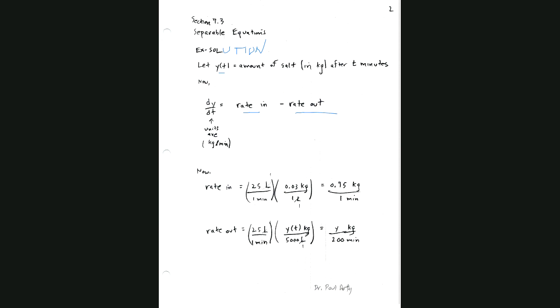All right, well then let's proceed on. Now we have to get rate out. So rate out, the rate at which the salt exits the tank, is going to be dependent on the amount of salt in our solution. So the rate out is going to be y sub t kilograms. That's the amount of salt in our solution at some given time t. And we divide that by 5,000 liters because there are 5,000 liters of water in the tank.